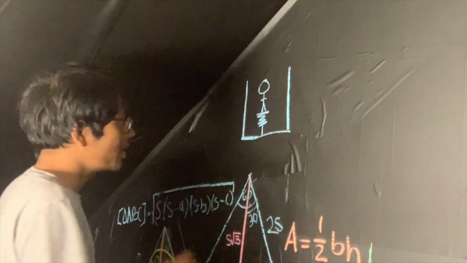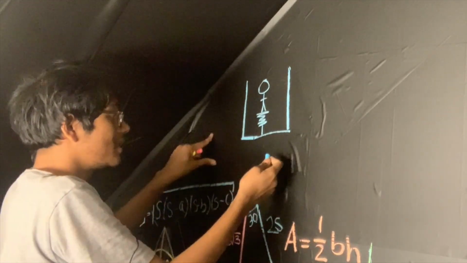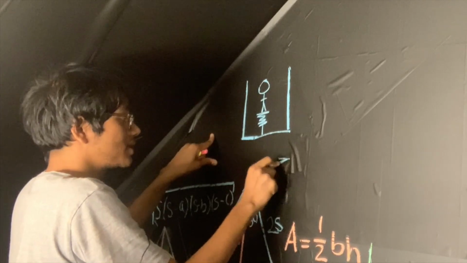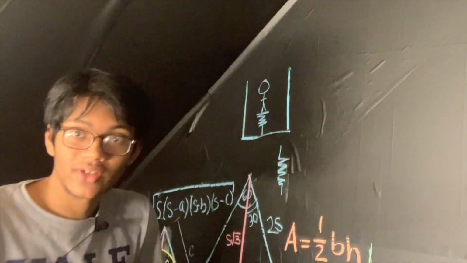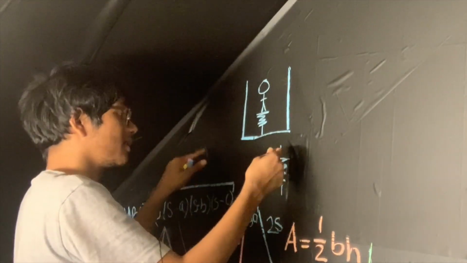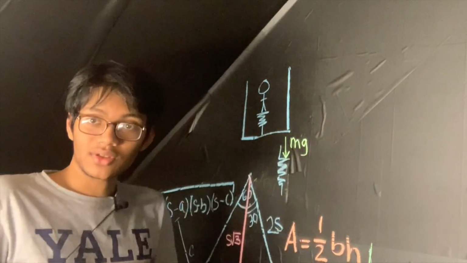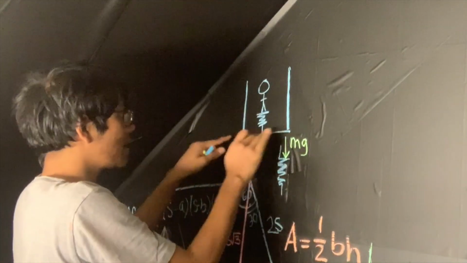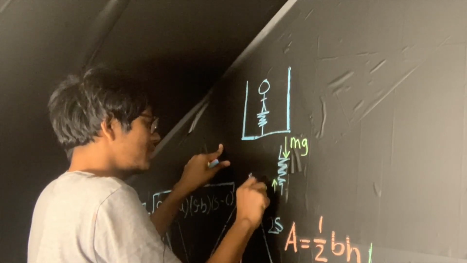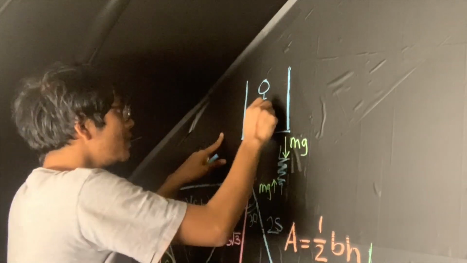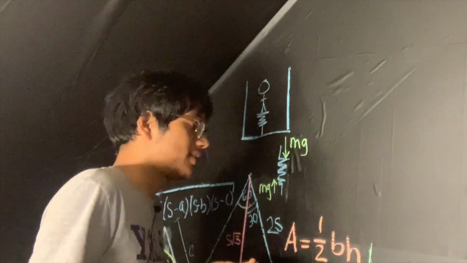What's happening? Something's pretty interesting happening right here in the spring. Two forces are acting on the spring, even though it's not moving. As a matter of fact, that's why it's not moving, because there are two forces acting on it. There's the force of you pushing down on the spring with all of your weight, mg, but there's also the force of the bottom of the elevator pushing back up with a force equal in magnitude but opposite in direction, mg.